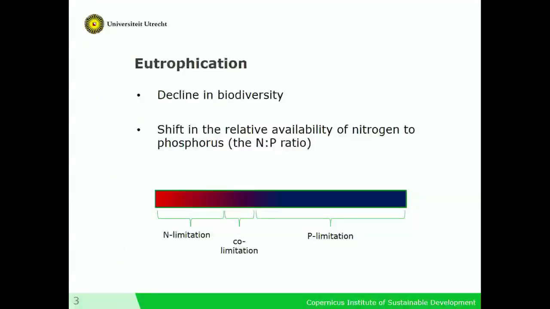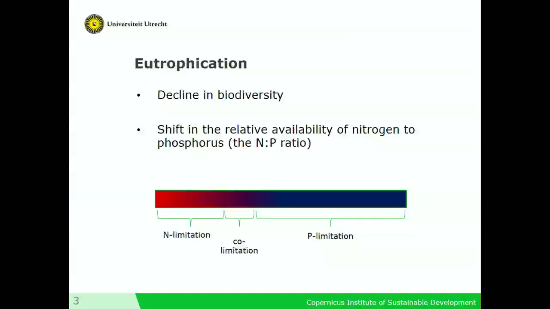So what does it do? As you probably know, eutrophication in itself leads to a decline in biodiversity. Basically, you have a few species that grow very quickly and outcompete the slow-growing species for light. So only the fast growers stay in your system.